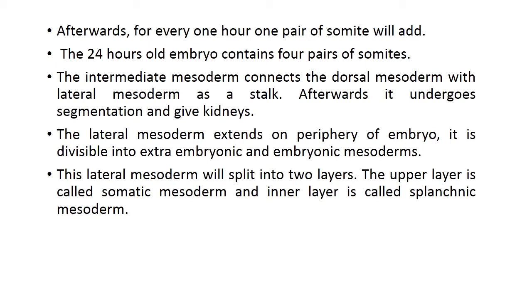The intermediate mesoderm connects the dorsal mesoderm with the lateral mesoderm as a stalk. Afterwards, it undergoes segmentation and gives rise to kidneys. The lateral mesoderm extends on the periphery of the embryo and it is divisible into extra-embryonic and embryonic mesoderms. This lateral mesoderm will split into 2 layers. The upper layer is called somatic mesoderm and the inner layer is called splanchnic mesoderm. They line the coelomic cavity.